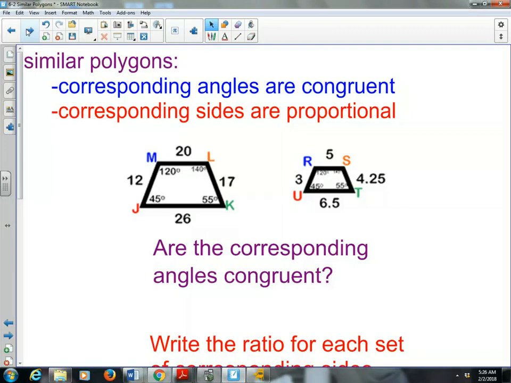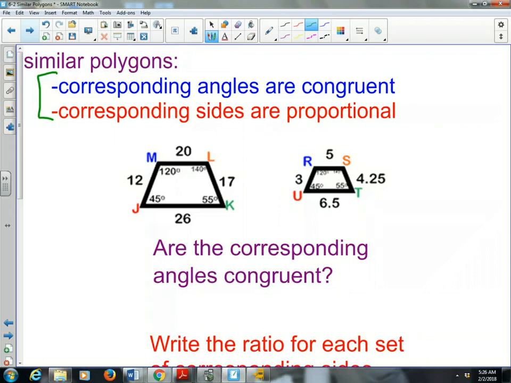Please write this down in your notes. Here are the 2 aspects about similar polygons that you need to understand. The corresponding angles are congruent. So just like congruent polygons, the corresponding angles are exactly the same. However, the corresponding sides are not congruent. The corresponding sides are proportional. So the relationship from one side to the other equals the same fraction. That ratio is the same. So the sides are proportional but not congruent.